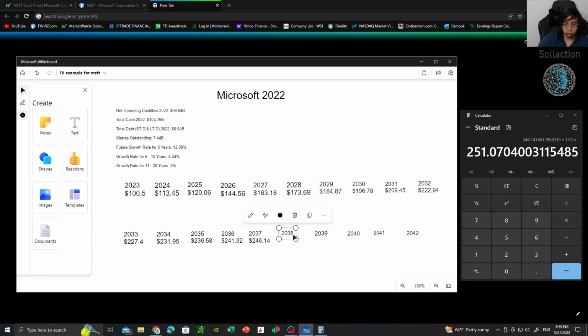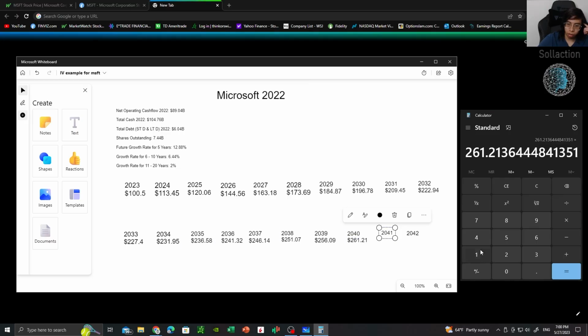251, right? 251.07, and then again 102, 256.09, and 102, 261.21. Growing at a slow pace. Yeah, definitely growing at a slow pace. 102, yeah, 102. So this would be about 266.43. And then now finally, so we can get this over with, 271.76.